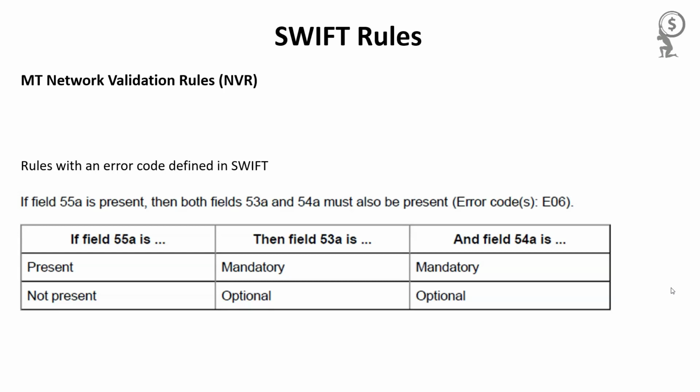The first level is the MT network validation rules, or the NVR. Each error has its own error code defined on the Swift website. And it does validation on the major things, on the important parts. So let's say Bank A wants to send a message. In block 4, it has a tag called 55A. If this 55A is present, then both field 53A and field 54A must be present in this message. So as we can see here, if 55A is present, then 53A and 54A are mandatory. If it isn't present, then they are optional.